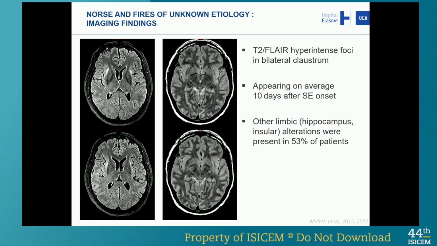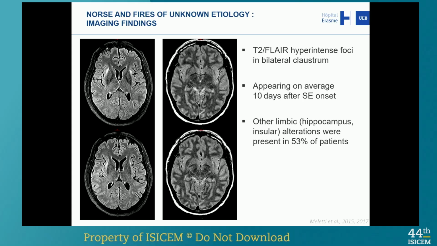If you do imaging in those patients, the acute MRI is usually normal. If you repeat the MRI 7 to 14 days afterwards, you might find these signs. Oops, the pointer works again. That's great. If you look at the claustrum, which is this band of gray matter.